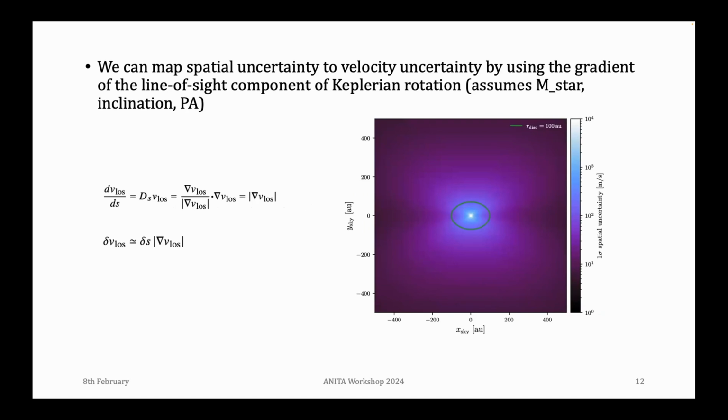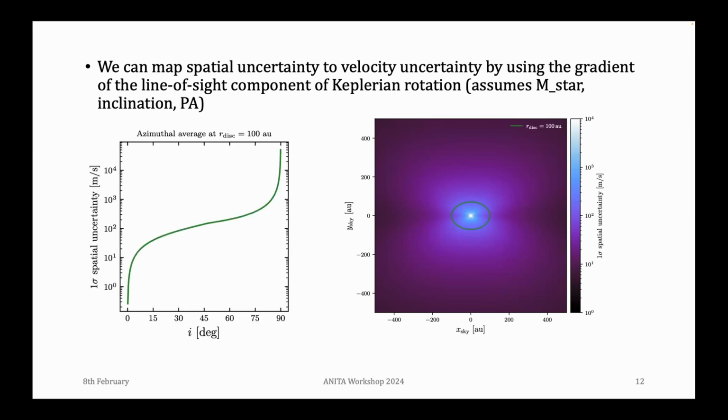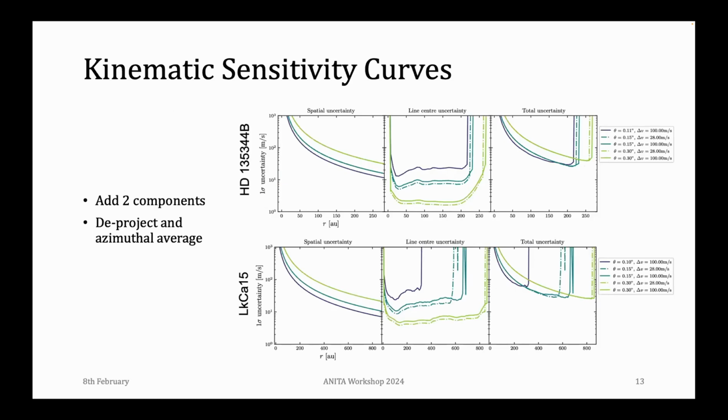So this is a radius of 100 AU in the disk, and then this is the uncertainty that you get from a particular beam size. And you can see that for this, it's more on the order of hundreds of meters a second towards the center of the disk. And that's how it varies with inclination. So if the disk is very face on, this effect is minimized. And if the disk is very edge on, then you do worse. And so if you can combine these two components, you can calculate the total sensitivity.